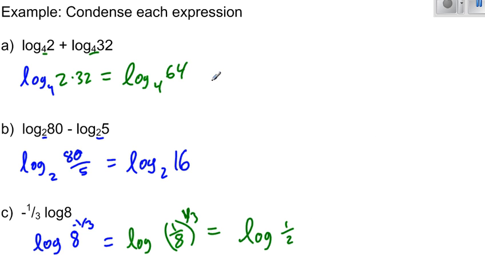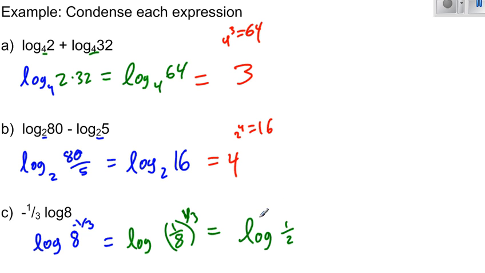Now we can actually go one step further, because log base 4 of 64 can actually be solved out. That's a number. 4 to what power equals 64? So that would be 3. Because 4 to the 3rd is 64. 2 to what power is 16? So 2 to the 3rd is 8. 2 to the 4th is 16. Since 2 to the 4th is 16, this would just be 4.